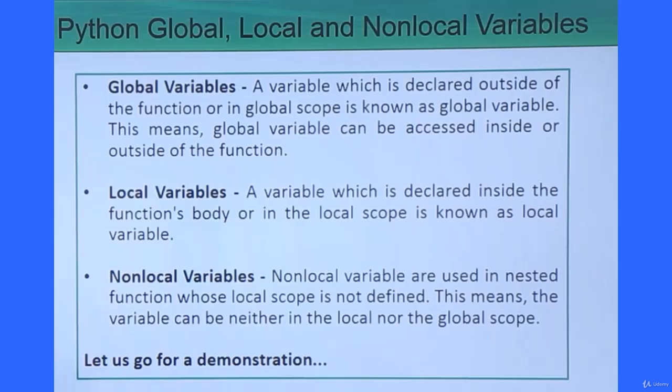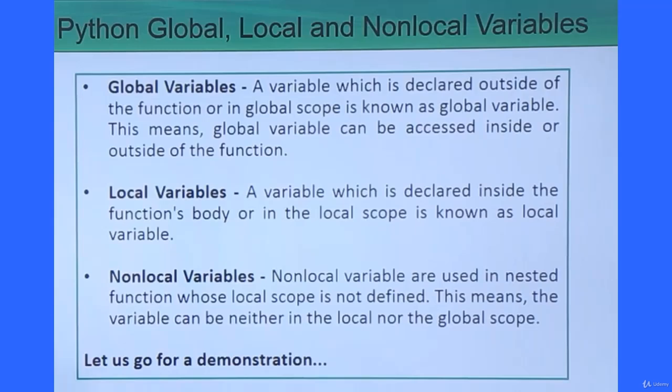So in case of a global variable, the variable will be declared outside of the function in the global scope. In case of local variables, the variable will be declared within the function or in the local scope. What about non-local variables? Non-local variables are used in nested functions whose local scope is not defined. So within the nested function we are using one variable which is not locally defined within the function itself. This means that the variable is neither in the local nor in the global scope. Those variables will be known as non-local variables.